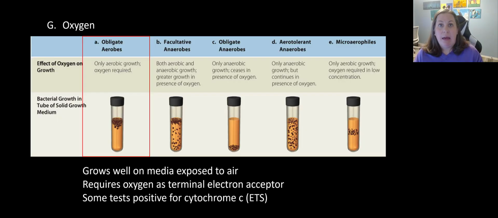Now, going back to the metabolism that we looked at in the previous videos, we do see oxygen might be required for some of the bacteria to grow. It's not always the case. And so I have a chart here which shows you the different levels of oxygen that might be needed by a bacteria. So the first one in A here is the obligate aerobes. This means they have to have oxygen. So they grow well on media exposed to the air. They require oxygen as their terminal electron acceptor, and some test positive for cytochrome C because of that electron transport system. But oxygen is required.